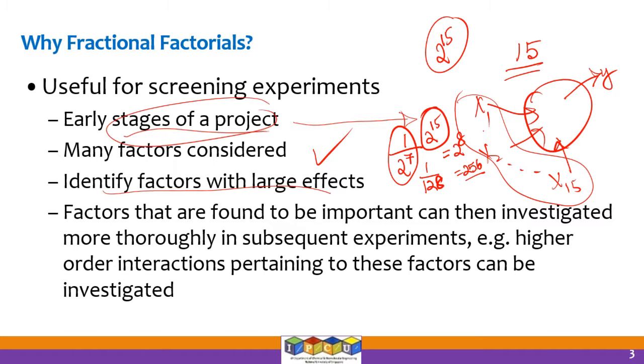So in the early stages of a project, you may have too many input factors to consider. So instead of doing a full factorial design to satisfy everybody, a good middle ground is to do a fractional factorial. So you do 1 by 1/28 of a full factorial design. And from those 256 experiments, you would be able to identify the key factors that contribute large effects on the output Y. So the factors that are found to be important can then be investigated more thoroughly in subsequent experiments.